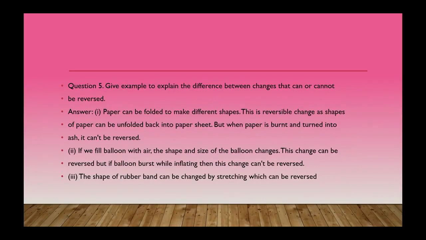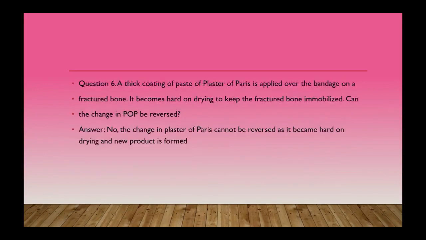The shape of a rubber band can be changed by stretching, which can be reversed. This is also one of the examples. But if you stretch it more than its elasticity, it may break. So that is what happens here. These are some examples of reversible and irreversible processes with a simple, single product.